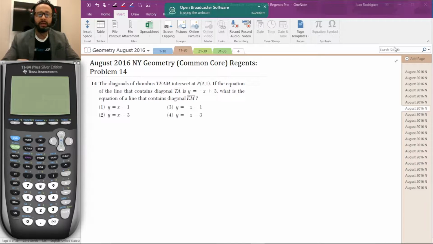So here's the problem. Diagonals of rhombus TEAM intersect at the point P(2, 1). If the equation of the line that contains diagonal TA is y equals negative x plus 3, what is the equation of the line that contains diagonal EM? Okay, definitely draw a diagram.